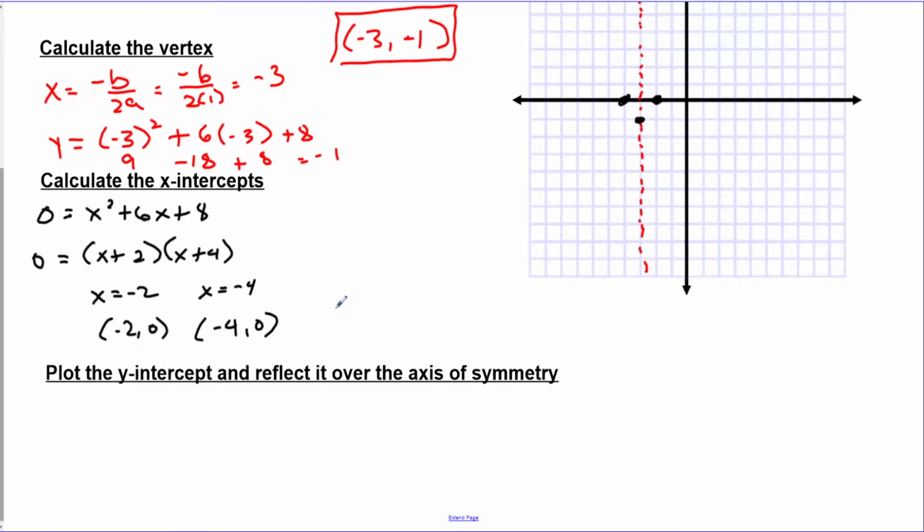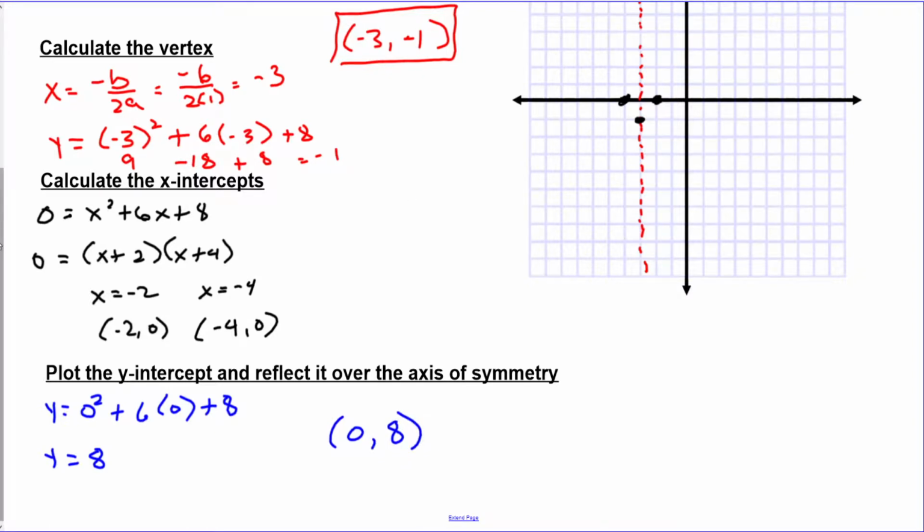All right, let's do this last one. It says plot the y-intercept and reflect it over the axis of symmetry. Okay, so we said to find the y-intercept, we're going to plug in zeros for x and figure out what y is. So this is going to be y equals 0 squared plus 6 times 0 plus 8, okay? And hopefully you might have remembered that in standard form, I can just look at this last number because 0 plus 8 is just 8. So I plugged in a 0, I got back an 8.